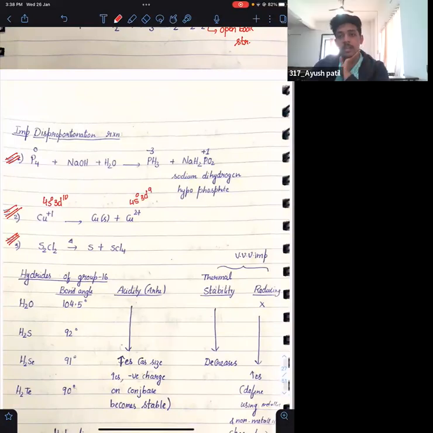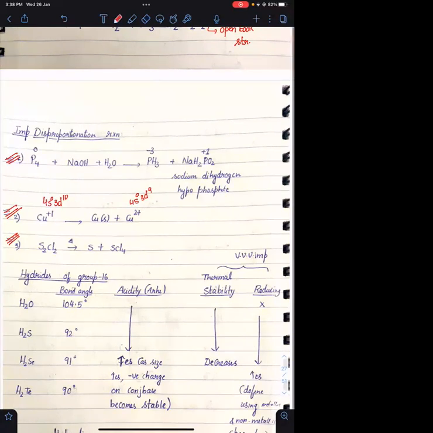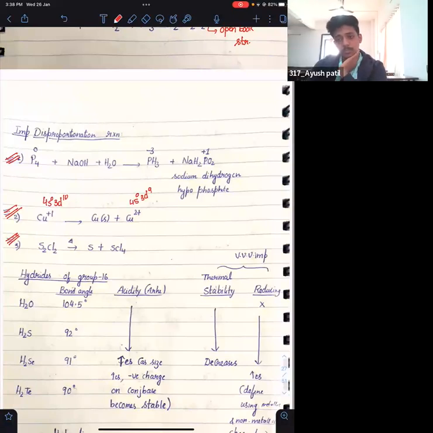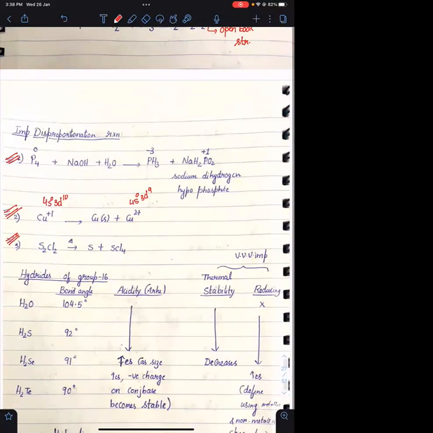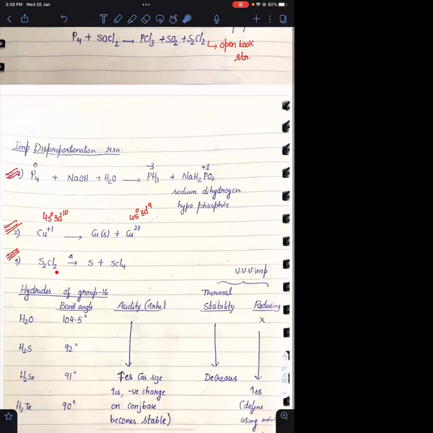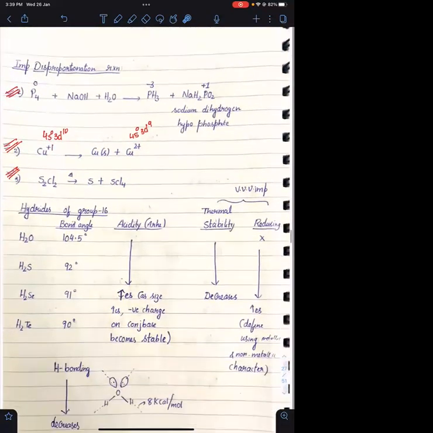Hydration energy, second ionization energy to compensate. Very good, very good. Because of the greater hydration energy of Cu2+, it compensates the ionization energy of Cu+. Cu+ se +2 mein convert hote samay, greater hydration energy release hoga. As a result, Cu2+ is more stable. Okay, as Cu2+ is more stable, this disproportionates to give you Cu as well as Cu2+. S2Cl2 ka abhi abhi reaction dekha humne, upon heating it converts into sulfur and SCl4. Remember these three reactions important hai.